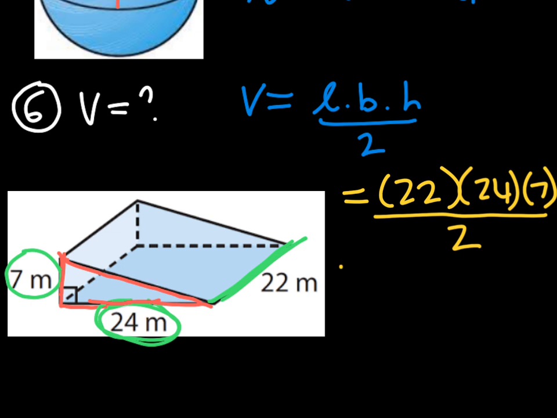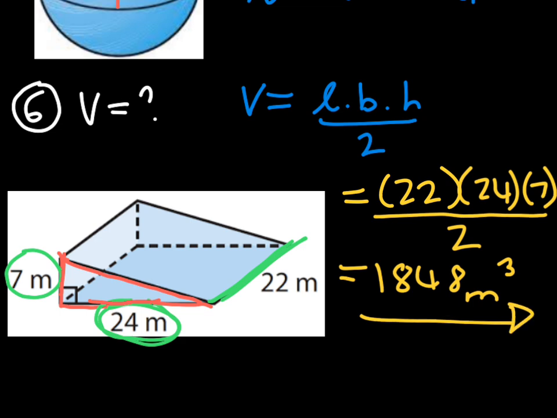We can now type this into our calculator, and we should get an answer of 1848. Now lastly, we were working in meters, and because we were asked to find volume, this is meters cubed, and that is question 6.